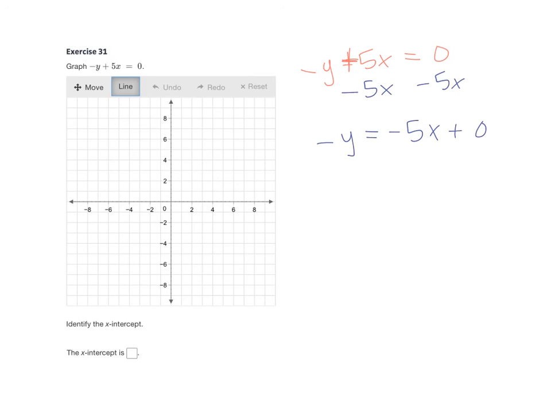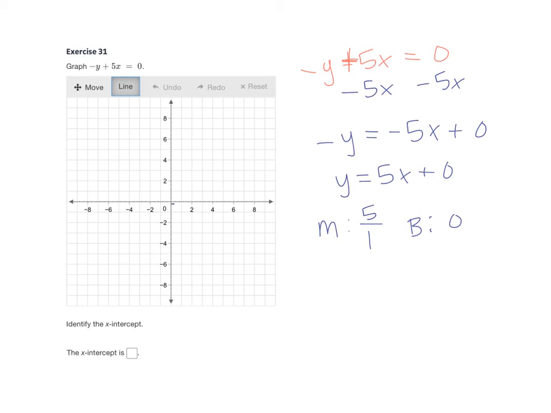And now we just have to change that -y into positive. We're going to take the opposite of everything. That's going to be y equals 5x, and we can keep this as plus 0. You could do minus 0, but it wouldn't change anything. So our m is positive 5. I like to make that a fraction, 5 over 1. Our b, our y-intercept, is 0.